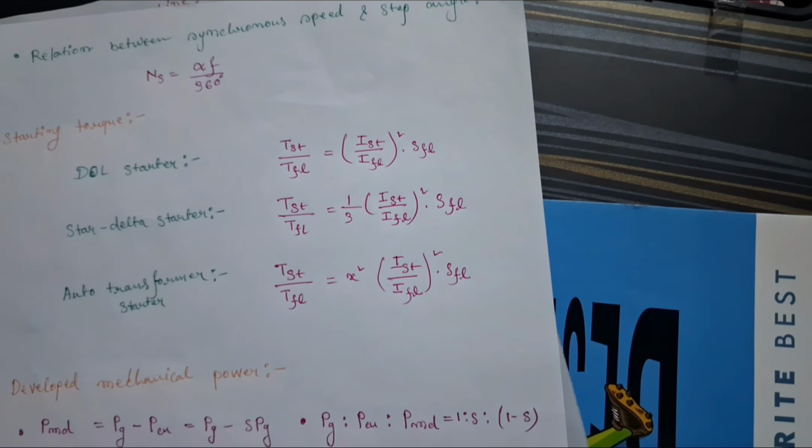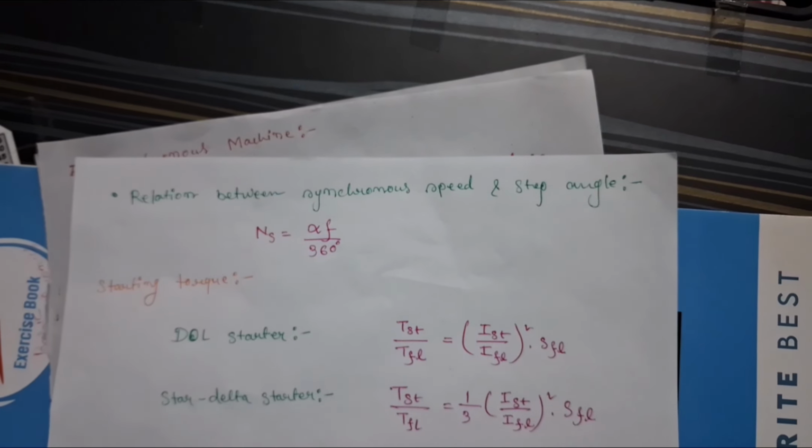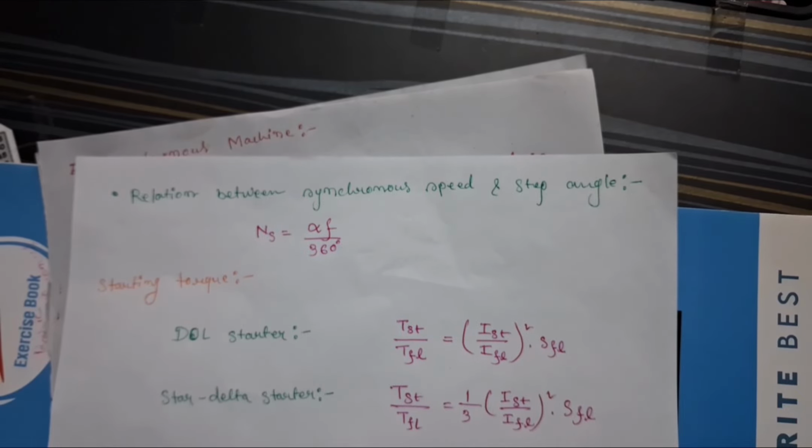So come to the next formula. Here you have to remember the relation between synchronous speed and the step angle. Synchronous speed Ns equal to alpha into f by 360 degree. Here Ns is synchronous speed, f is frequency, alpha is step angle, and 360 degree.